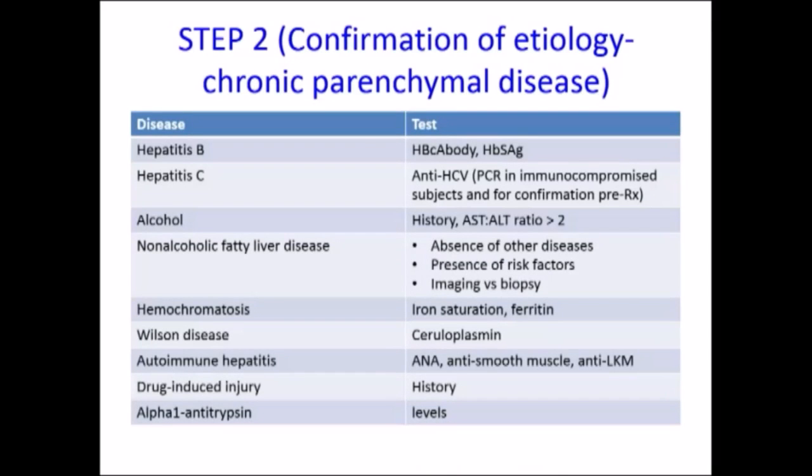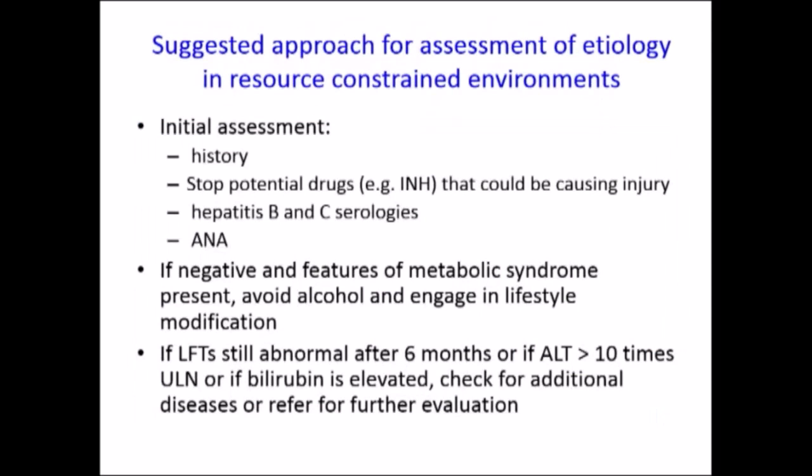To confirm etiology, once you've identified somebody with abnormal liver enzymes, you will once again get the appropriate serology. For fatty liver disease, historically we said absence of other disease and presence of risk factors, and the textbook way of identifying whether you have aggressive fatty liver disease is with a liver biopsy. It's not feasible for all patients with abnormal liver enzymes to get a biopsy. We're increasingly moving towards imaging and other ways of assessing non-alcoholic fatty liver disease.